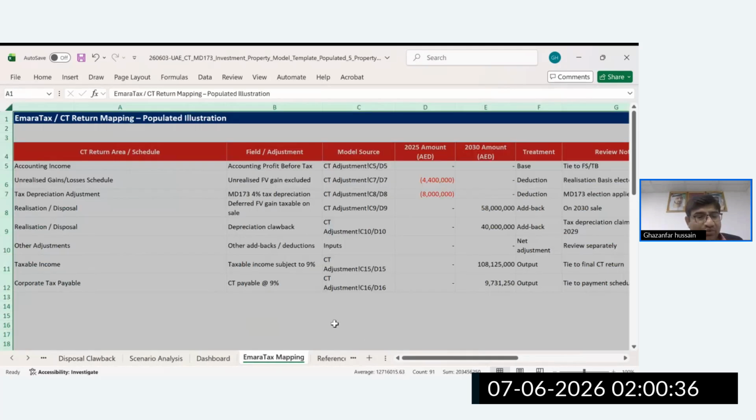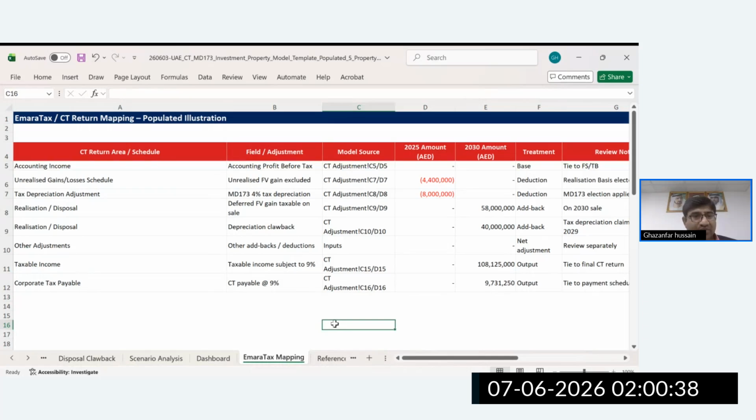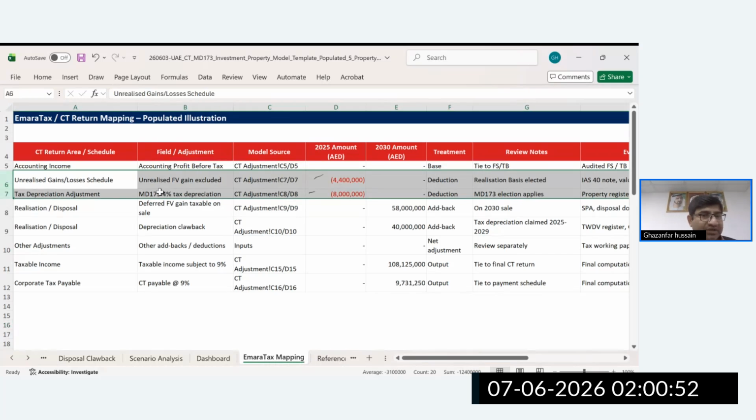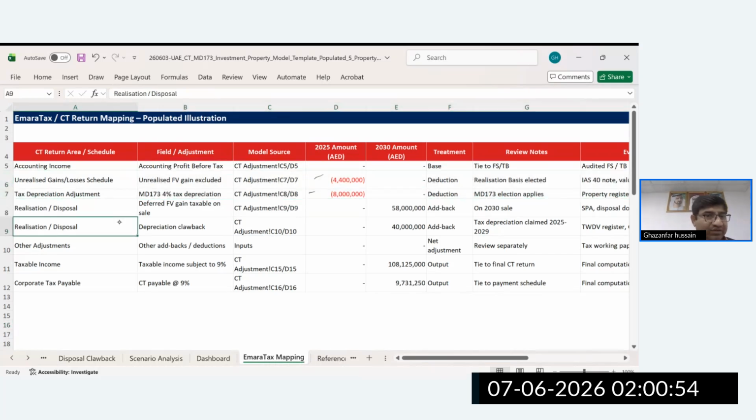So this is the Emara portal. In terms of the Emara portal corporate tax return, which area will have the adjustment? Yes, of course, this adjustment is required, and under which section, these are the schedules and the losses. Under each section it is already mentioned over here. Tax depreciation will be over here, realization basis.